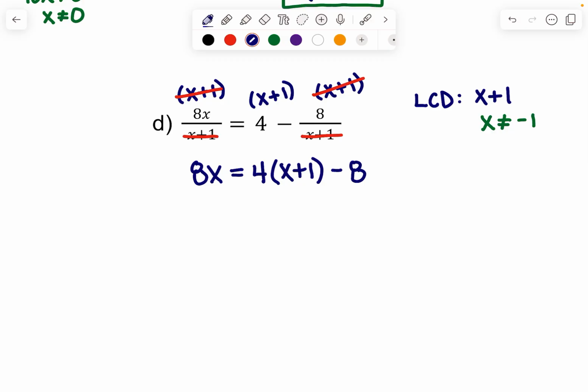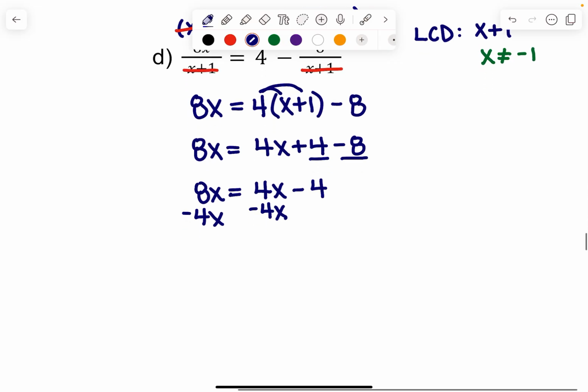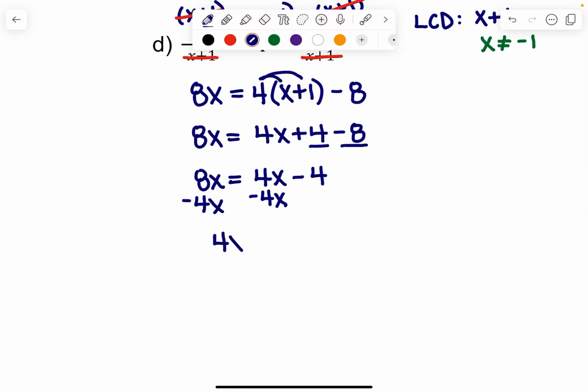So if we distribute, we have 8x equals 4x plus 4 minus 8. Combine like terms. So we have 8x equals 4x minus 4. Subtract the 4x from both sides. 8x minus 4x is 4x, which equals negative 4. Then divide by 4, and x equals negative 1.